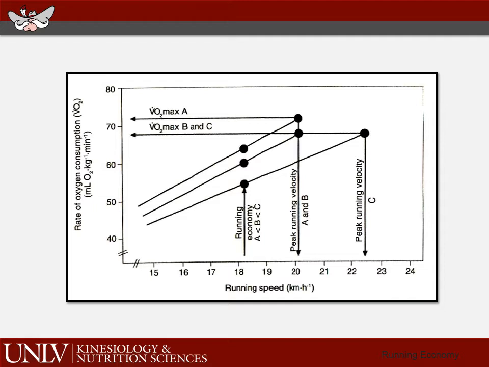In this case, the person with the highest capacity was the least economical at the submaximal speed. So that means that they had the highest VO2 max, and it's achieved at the medium speed, but they also had the most cost at that submaximal speed. So if they all ran the race at 18.2 kilometers per hour, it would cost runner A more. Therefore, they would tire and fatigue earlier, or become more susceptible to hitting the wall earlier than the other two.